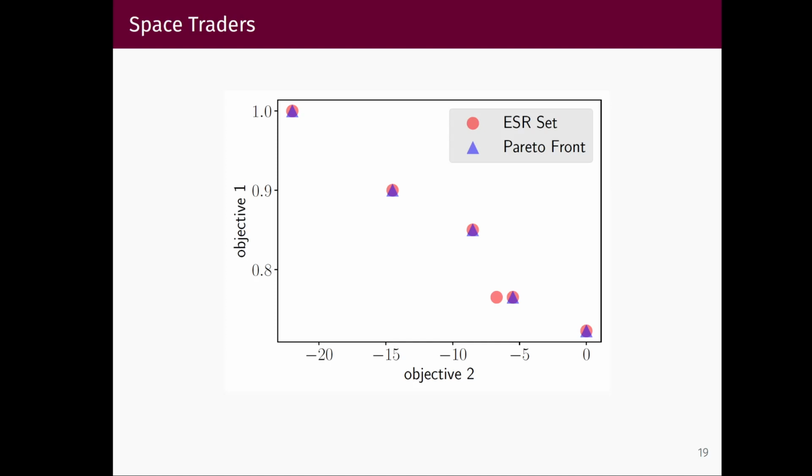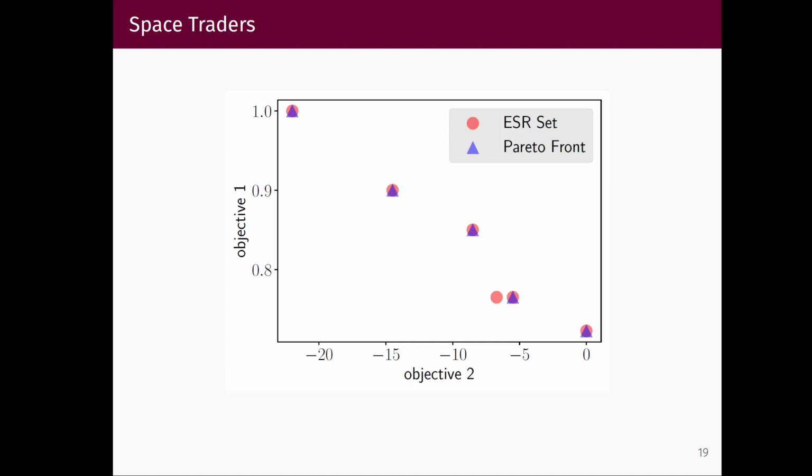And finally, I think it's an important slide that highlights the difference between the ESR and the SER, and basically what the optimal sets actually return to the user. So we have the Pareto front, which is plotted as a blue triangle, and we have the ESR set, which is a red circle. And we plotted the expected value vectors for each policy in each of the sets. And we can see that the Pareto front and the ESR set for space traders are actually quite close. They're very similar, except for one policy seems to differ between the ESR set and the Pareto front.